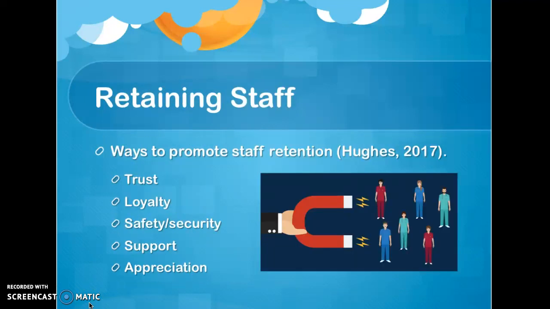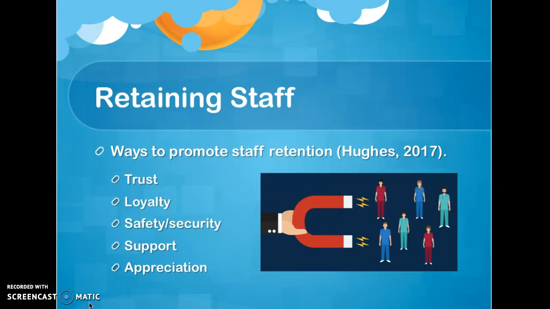Retaining staff. There's a lot of ways that hospitals try and work to retain staff. Some big ways to promote employee retention is trust, loyalty, safety and security, support, and appreciation. And that has to go with the coworkers and management as well. If you can't trust the people you're working with, or if you can't trust the people you're working for, you're not going to want to work there.